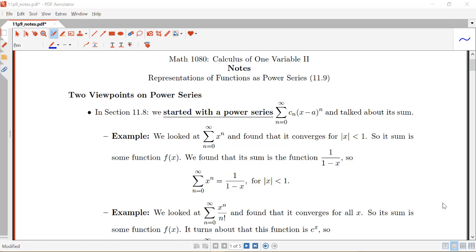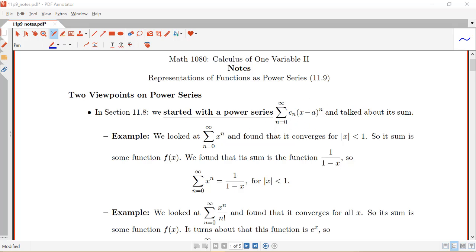In this section, we're going to be discussing representations of functions as power series. So there are two viewpoints that we can take on power series. Let's first think about the viewpoint that we had in section 11.8. So in our previous section, we were starting with a power series.